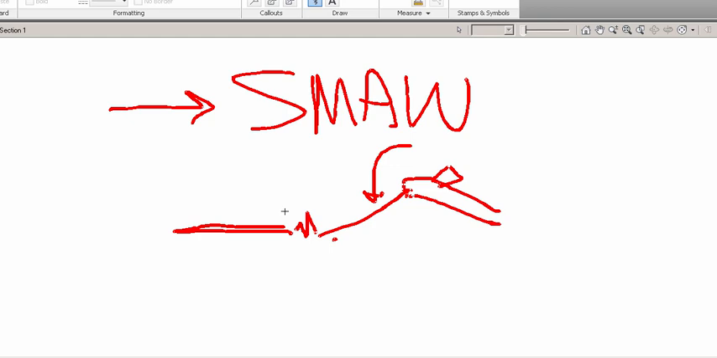But all in all, it's one of those things you see a lot of people have, especially if they have a little bit of fabrication or repair operations. An SMAW setup is pretty effective and pretty low cost.